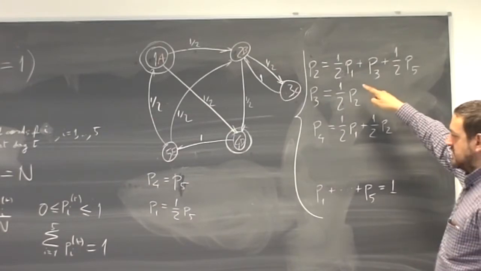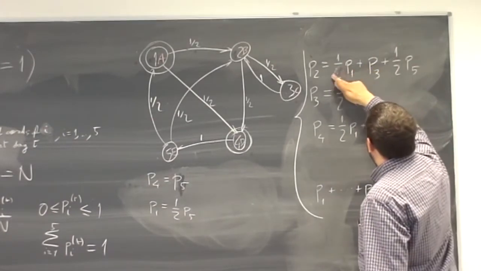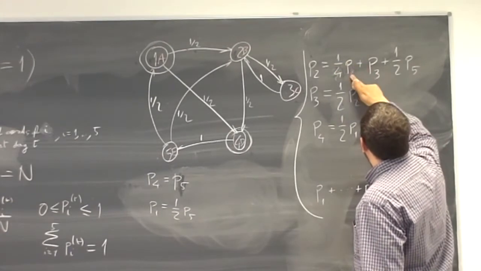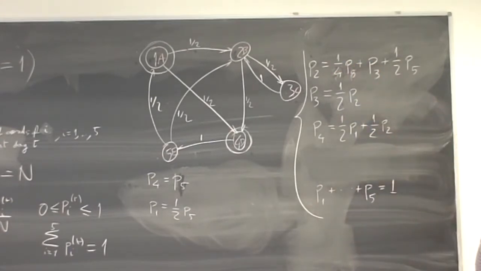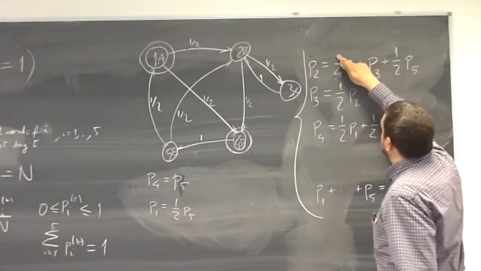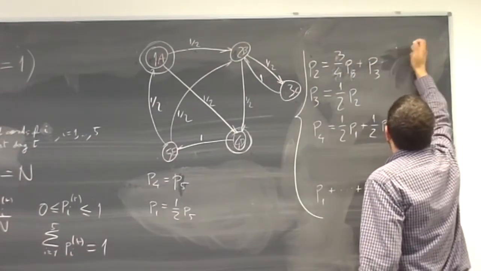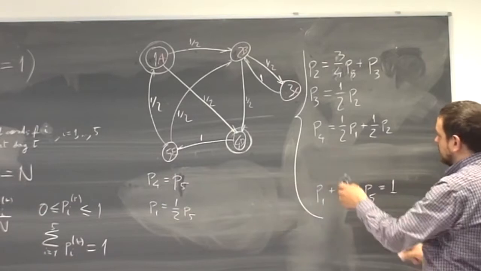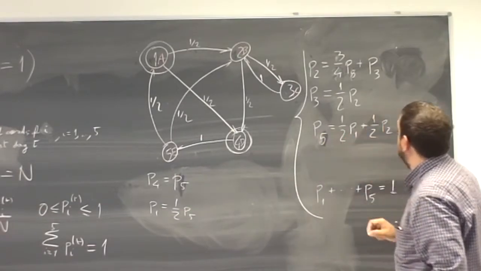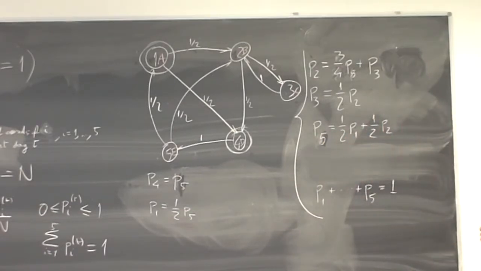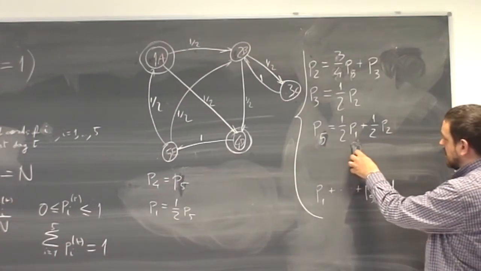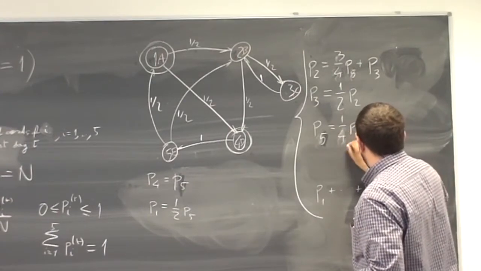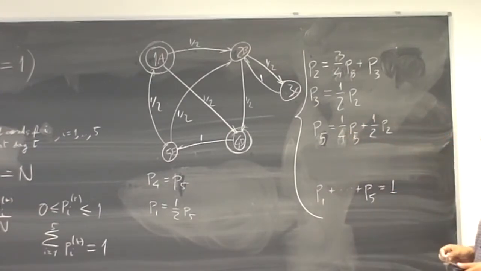Here I can replace P1 with half P5, so this becomes 1/4 P5. And by adding this and this, it becomes 3/4 P5. Like this. Here instead of P4 we can write P5. And here P1 is half P5, so 1/4 P5.